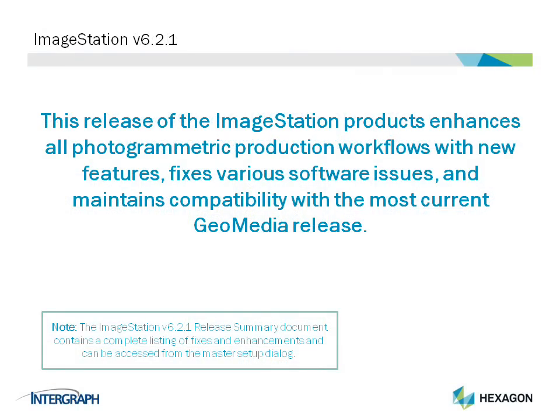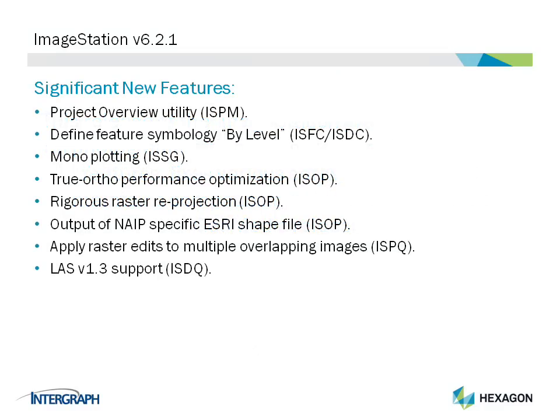This release of the ImageStation products enhances all photogrammetric production workflows with new features, fixes various software issues, and maintains compatibility with the most current GeoMedia release. A complete listing of fixes and enhancements can be found on the ImageStation 6.2.1 DVD. This video presentation provides a brief overview of some of the more significant enhancements to this ImageStation release.